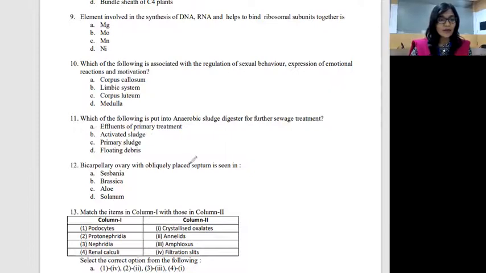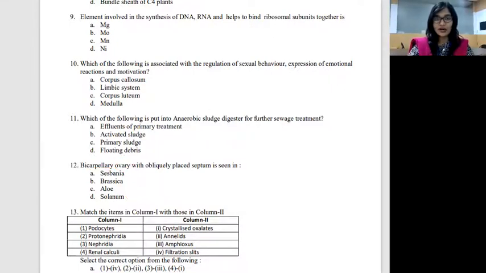Yes. Okay. Bicarpellary ovary with obliquely placed septum. What is bicarpellary? Carpels, very important. Carpels are pistils. So bicarpellary means two carpels are present in the ovary, and there is an obliquely placed septum between them. That you will always see in Solanum. So the answer is going to be option D.